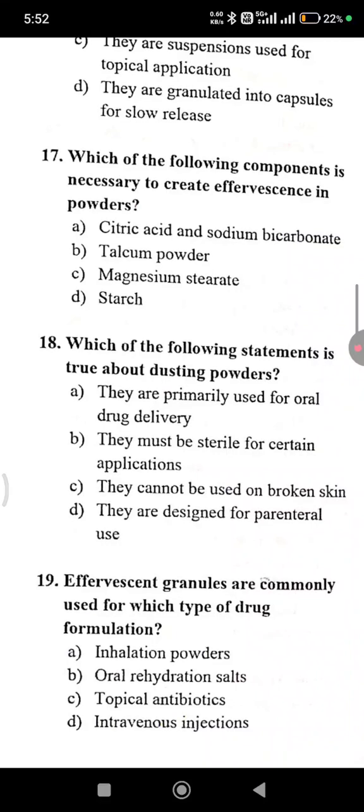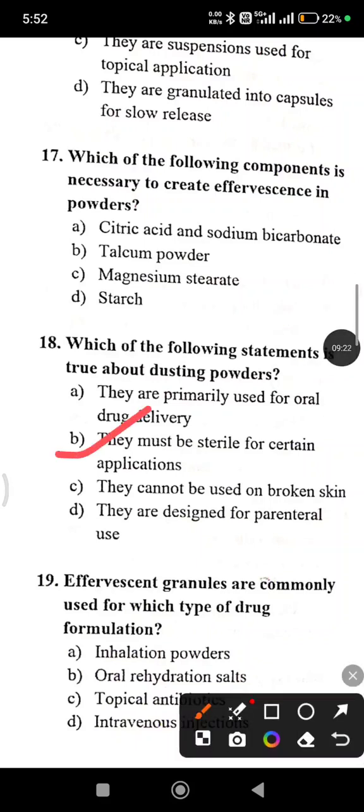Question 18. Which of the following statements is true about dusting powders? Option A, they are primarily used for oral drug delivery. Option B, they must be sterile for certain applications. Option C, they cannot be used on broken skin. Option D, they are designed for parenteral use. So the right answer is option B, they must be sterile for certain applications.